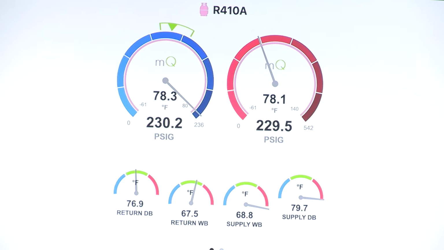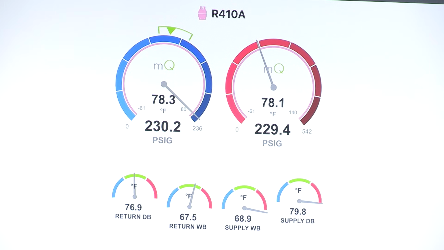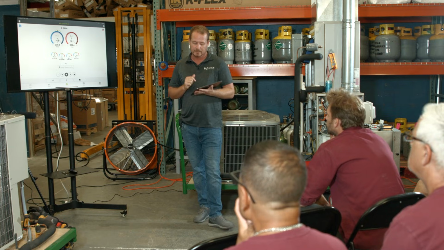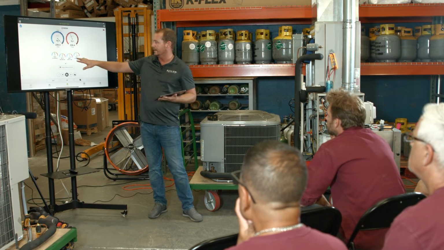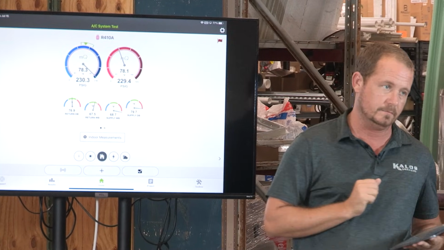Look here, our return dry bulb and our supply dry bulb are pretty different, right? They're almost 3 degrees different. Now, hypothesize why that might be before we jump to the conclusion that there's a problem. The supply dry bulb is 79.7. The return dry bulb is 76.9.